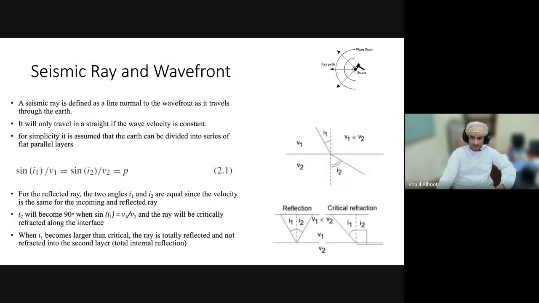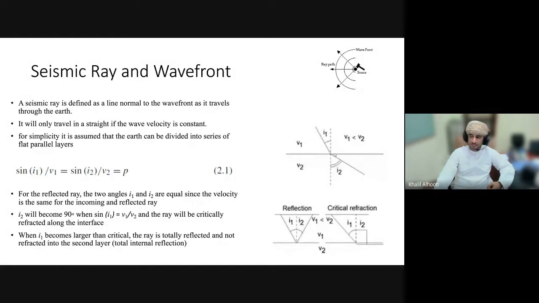We consider rays, and we already talked that the ray and wavefront have an orthogonal relationship. They are perpendicular to each other. And we discussed that if the incident angle is, let's assume, 30 degrees and the velocity of the upper layer is lower than the velocity of the second layer, the ray will be deflected away. The transmission angle will be larger than 30. And the amount of transmission angle depends on the velocities of the upper layer and lower layer.